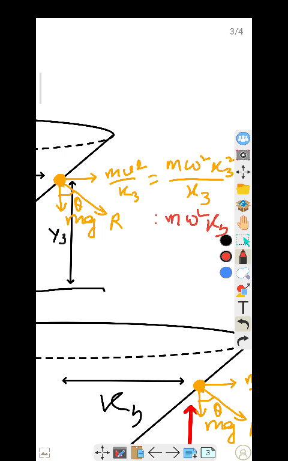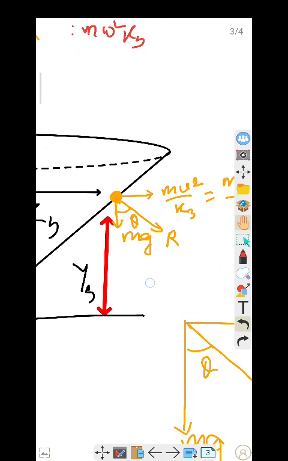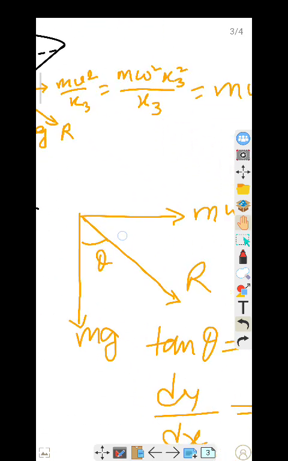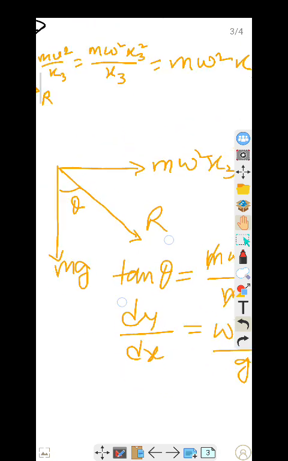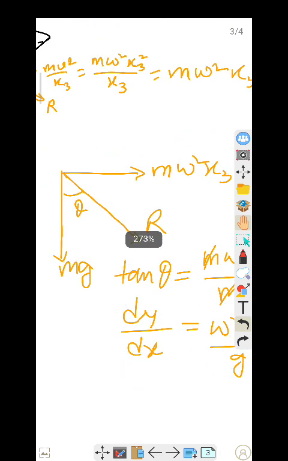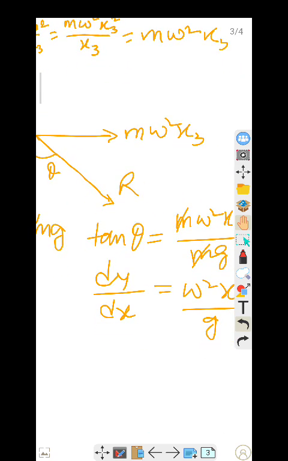And if the mass of the particle is m, then mg is the force acting downward. The resultant force of these two forces is R. I am assuming that R is making an angle theta with the vertical. I have shown here that m omega square x3 is acting horizontally outward and mg is acting downward, so the resultant makes an angle theta with the vertical. So tan theta is m omega square x3 divided by mg.